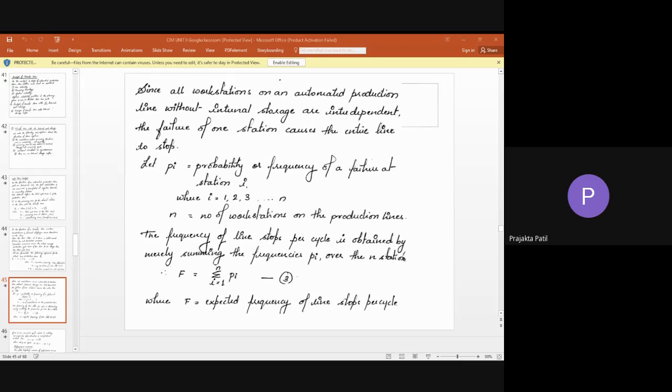Let Pi be the probability or frequency of a failure at station i. Just note down this, where i indicates the stations and n indicates the number of workstations on the production line. Before you start writing, write it as the upper bound approach. So there are these two types of approaches that we have, the upper bound and the lower bound approach.